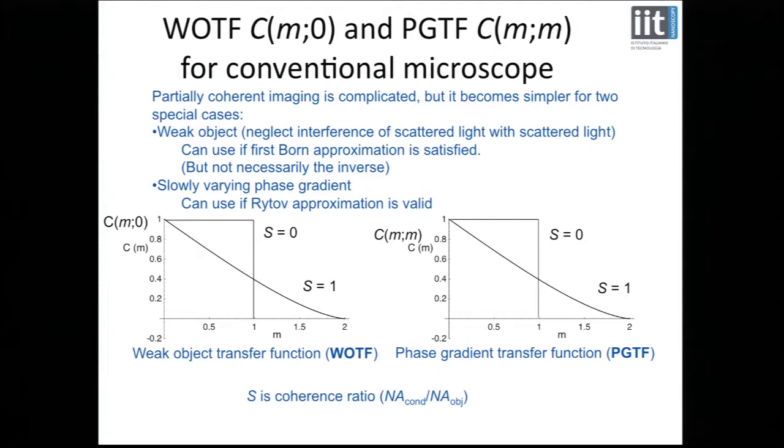The other thing is this case, which I call the phase gradient transfer function, the PGTF, which is this quantity. It's where p equals m. And this applies for an object which is varying slowly in space. So this one would apply if the first Born approximation is satisfied. This one would apply if the Rytov approximation is satisfied.